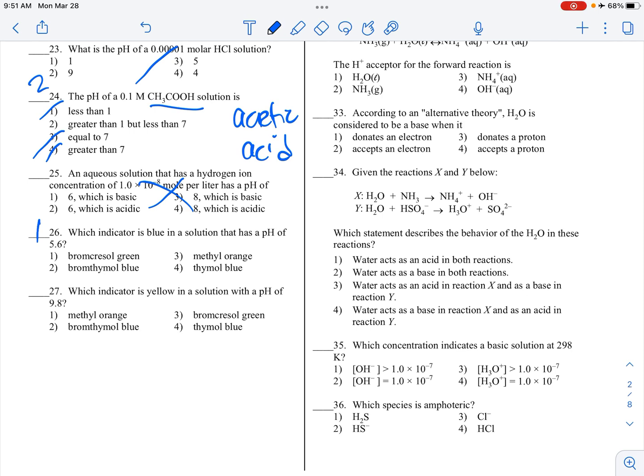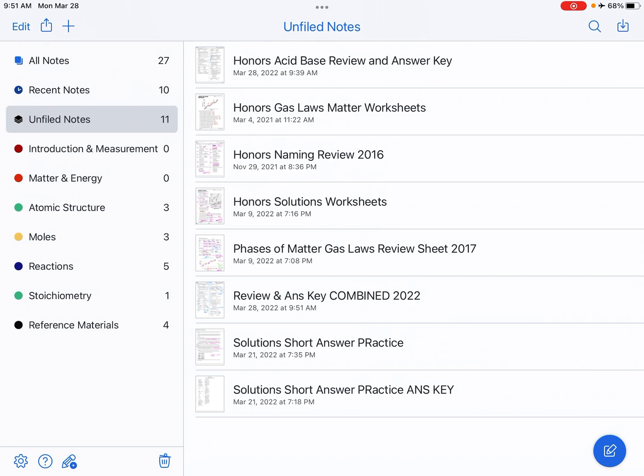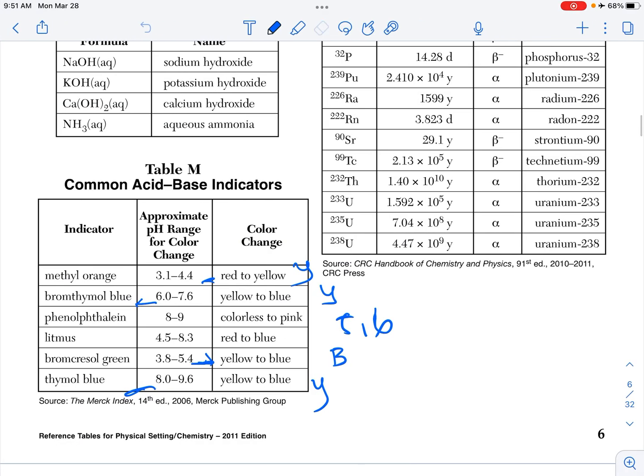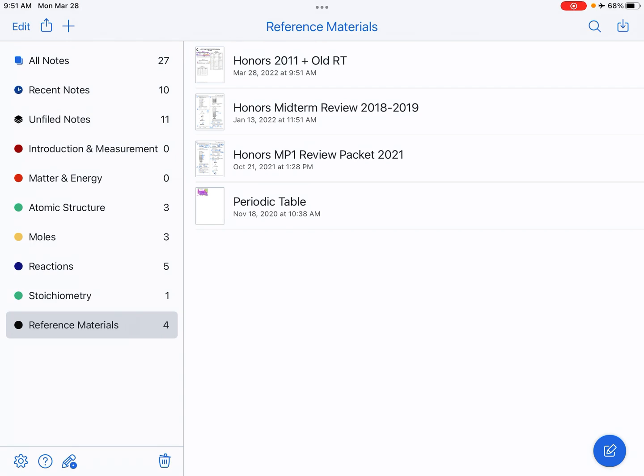Which indicator is yellow in a solution? Okay, here's another table M. Let's go there. So I'll erase this stuff. Okay, so yellow, pH 9.8. Methyl orange, 9.8 is up here, so that's yellow. That's probably our answer, but let's keep going. Brome thymol blue, 9.8 is this. It's no blue. Brome cresol green, 9.8 blue. And thymol blue, what is it? 9.8 blue. So methyl orange, choice 1 again.